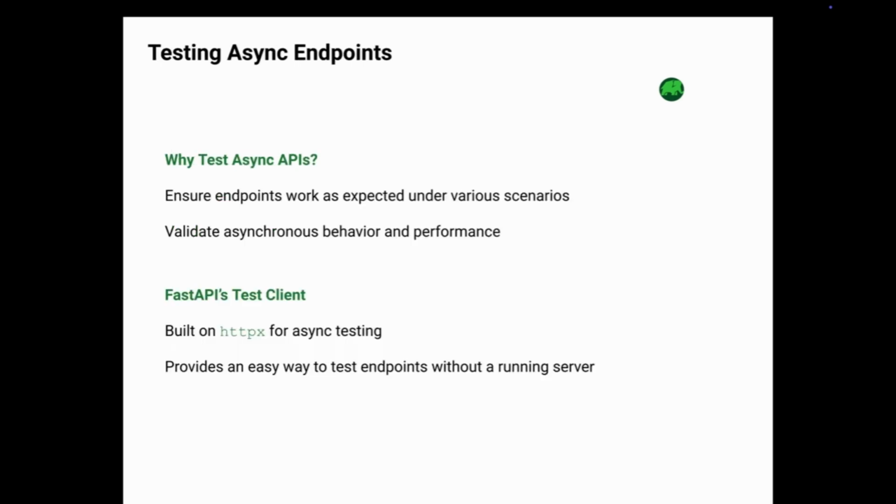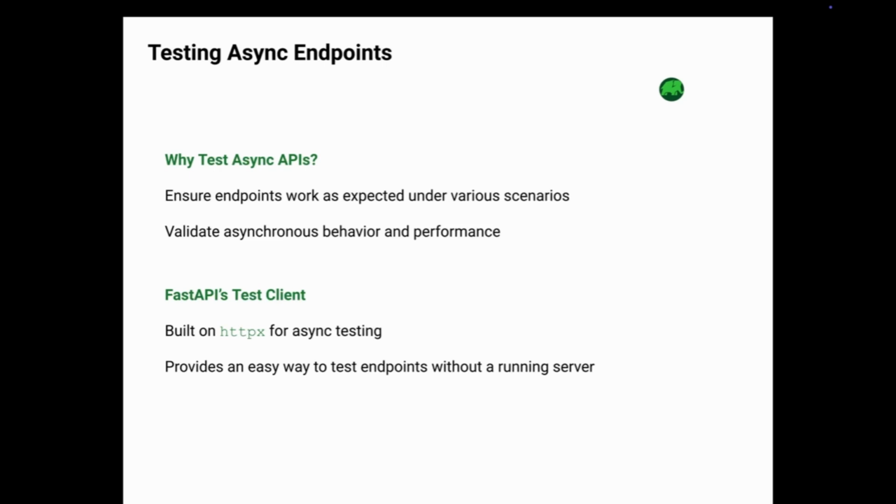Testing is essential when developing APIs, but with async code, it comes with its own set of challenges. Fortunately, FastAPI has you covered with built-in test tools, and we are going to walk you through why testing async APIs is so important. You might be wondering, why do I need to test async endpoints? The short answer is to ensure that everything works under real-world conditions. Here are the main reasons to test your async endpoints.